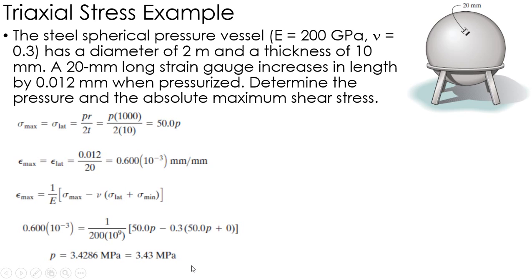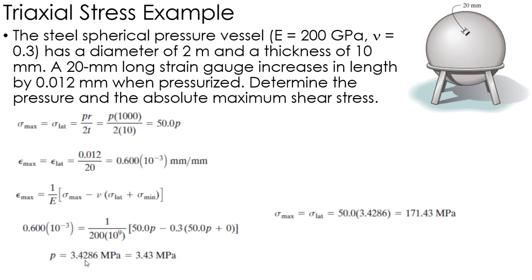Okay, so what I have here, if you think about this, is I've got 50P acting in two directions and 0 acting in the third direction. So that's really what I have here. I've got 50P, 50P, and 0. Okay, there's no stress in the radial direction. So again, 200 gigapascals, Poisson's ratio is 0.3. I know my strain that's measured. So I take this equation, I solve for P, and I get 3.43 megapascals.